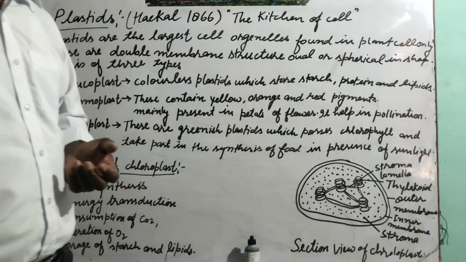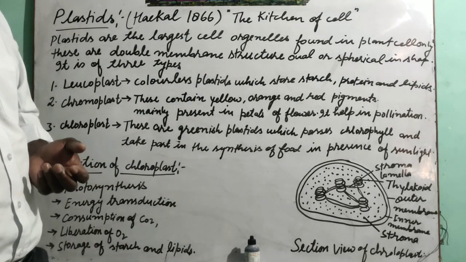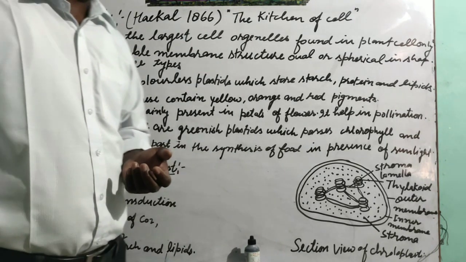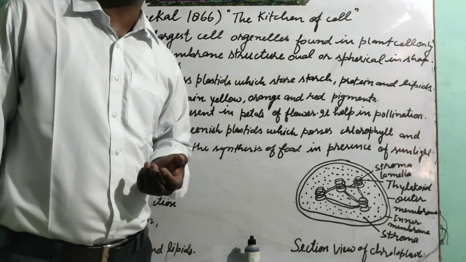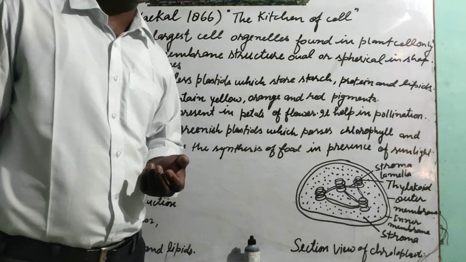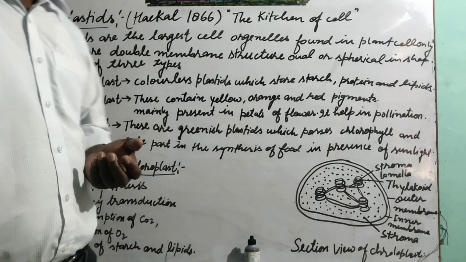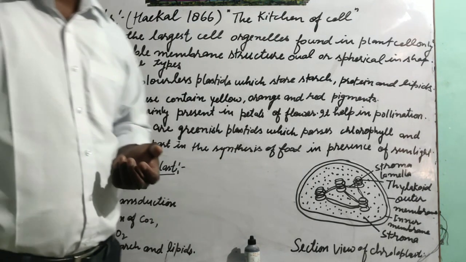We can say photosynthesis, and we know that photosynthesis is a very important term for the plants, due to which they are categorized as autotrophs.